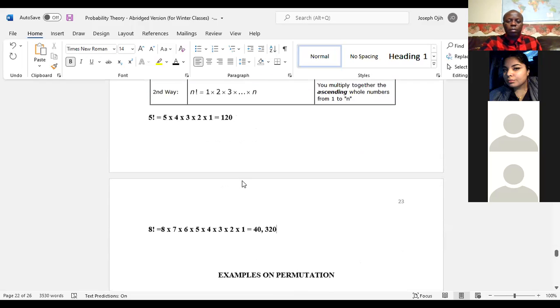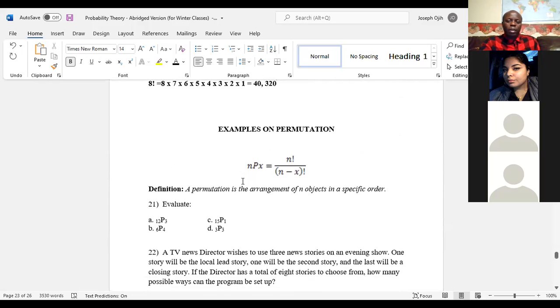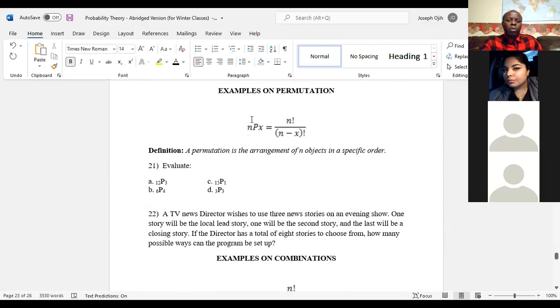Now, let's see how it can be applied. Say the one we call permutation. Permutation is the arrangement of n objects in a specific order. And this is the formula here.